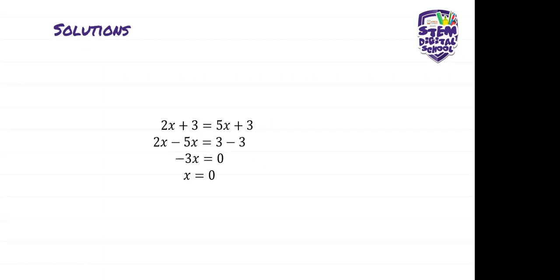Let's test it in the right-hand side. The right-hand side is 5x plus 3. So x is 0. 5 times 0 is 0. And 0 plus 3 is 3. So you can see now that the left-hand side is equal to the right-hand side, meaning that the value of x is correct. So x is equal to 0. That is your answer there.